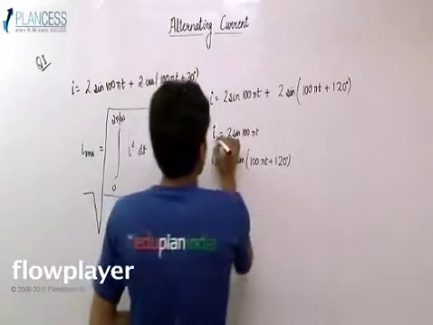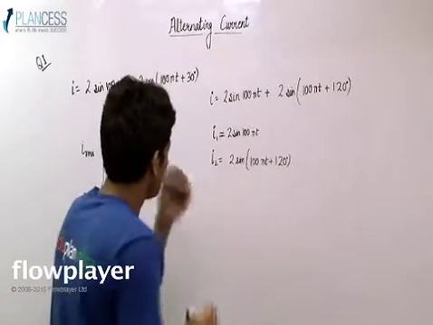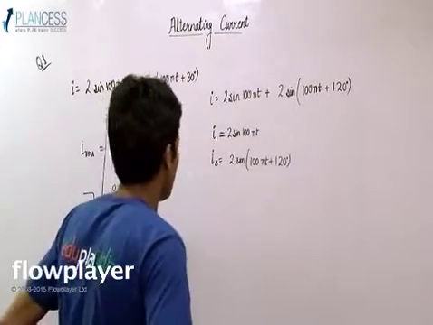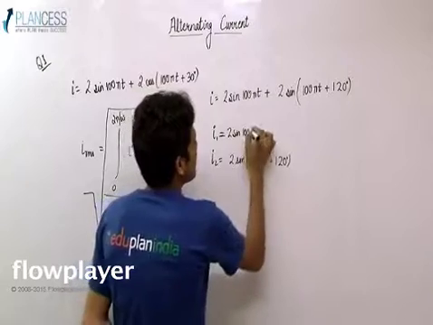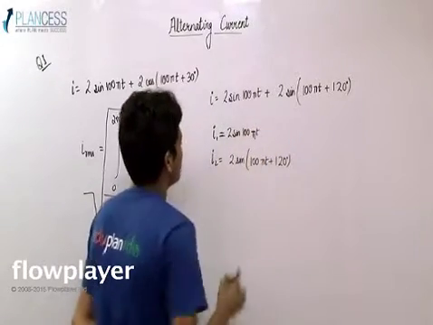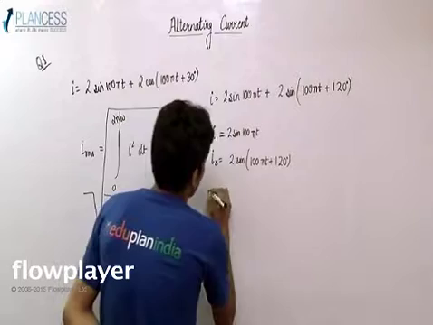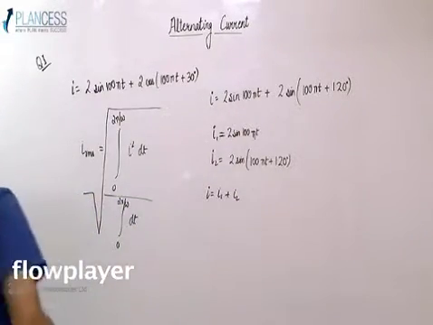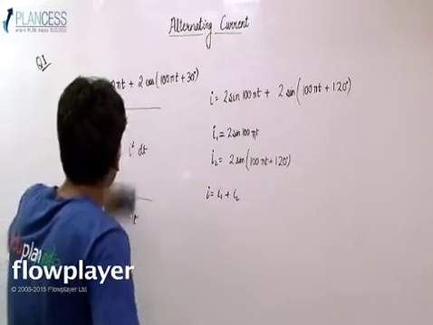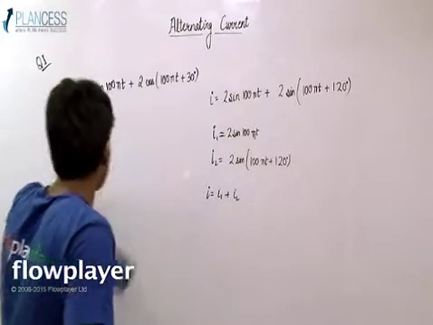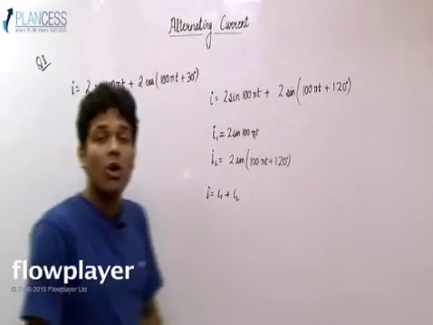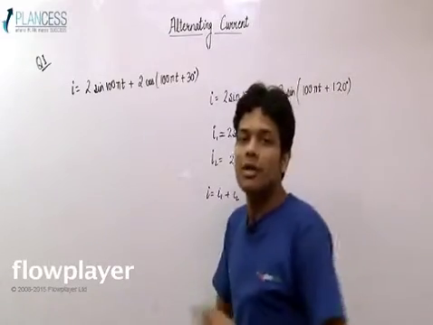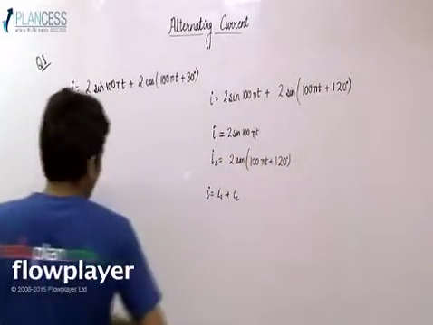Now, since I1 equals 2 sine 100 pi t and I2 equals 2 sine 100 pi t plus 120 degree, I know that I is equal to I1 plus I2. Now what we'll use, as I told you in the basic module, is the phasor technique, writing phasors for the sinusoidal functions, which is pretty useful in solving questions easily. So we'll apply the same technique.